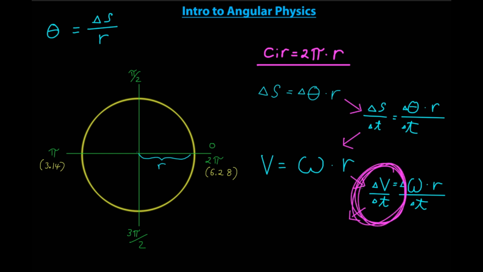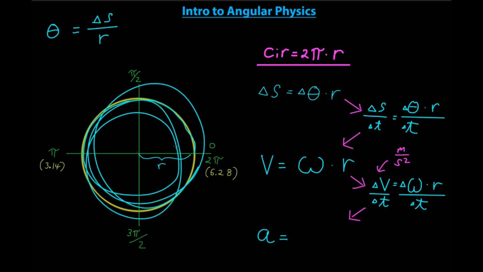So if you say this out loud and you've been watching my videos, you should definitely know what this is. This is change in velocity over time. If you need another hint, the units are meters per second squared, which of course means that that is an acceleration. Again, it is a linear acceleration. It's as if a car was moving around a circular racetrack and was speeding up while it was doing it.